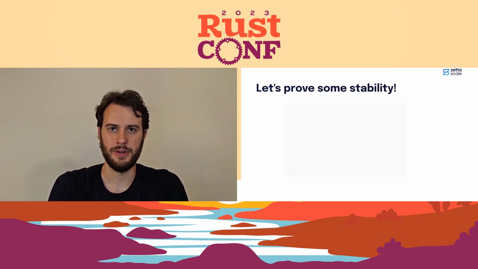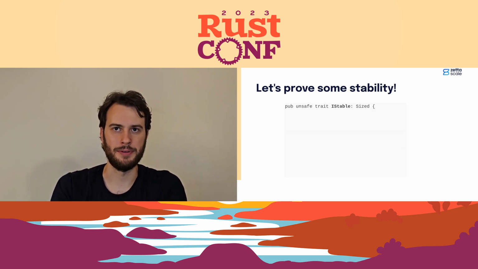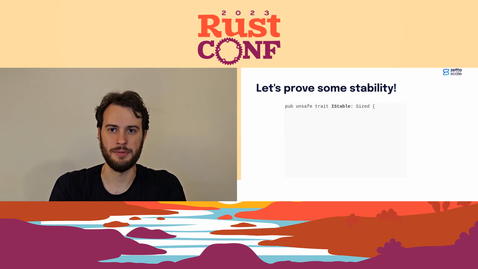So let's prove some stability. The way you do a proof in Rust is with traits. So let's create a trait, IStable. To be stable, you need to be sized, because otherwise you just don't really have a layout, so it's hard to be stable. Since you have a size, let's store it. Let's also store your alignment.